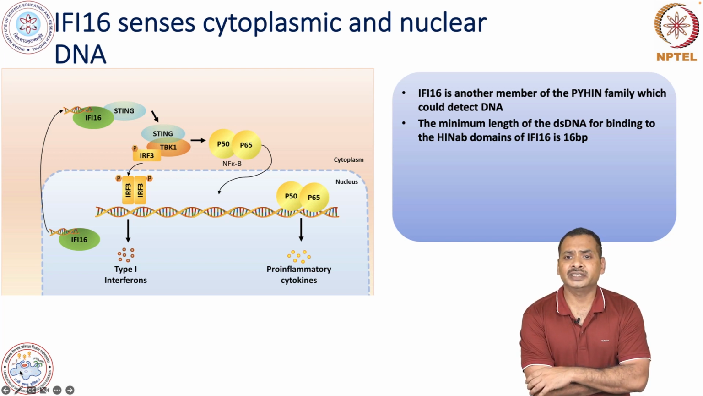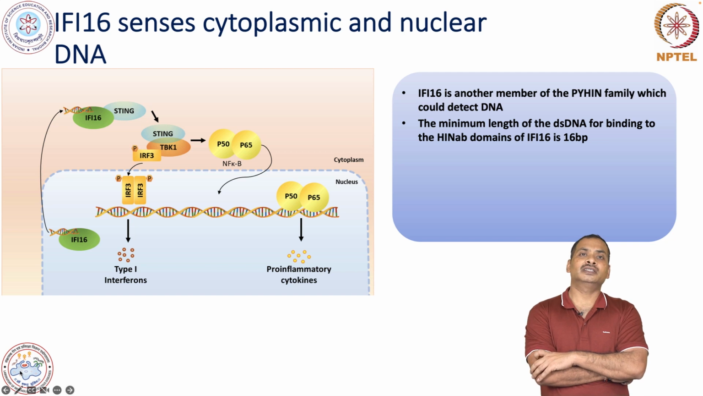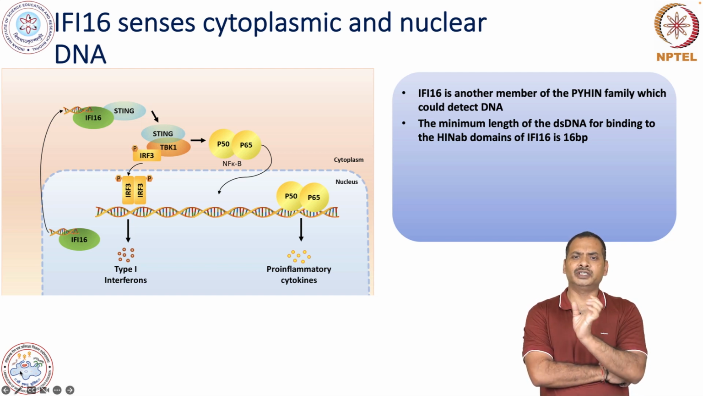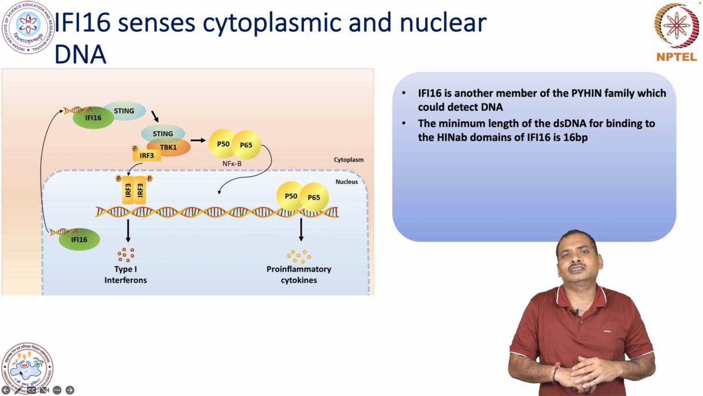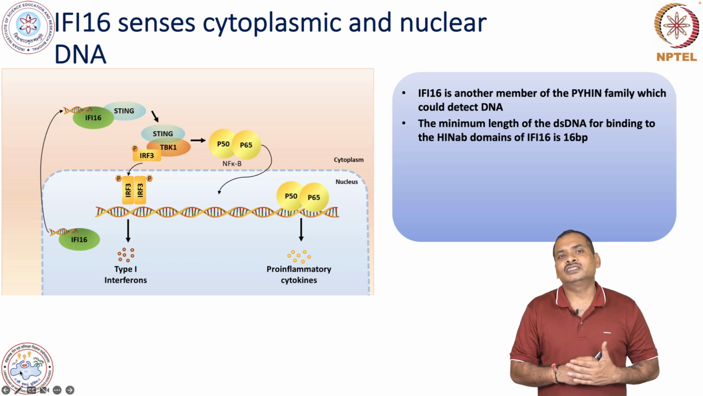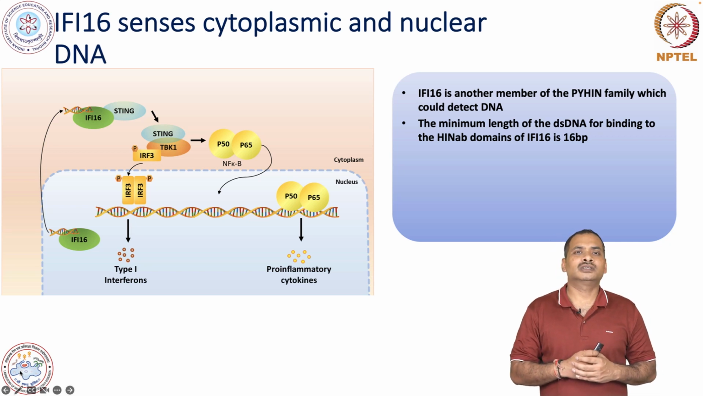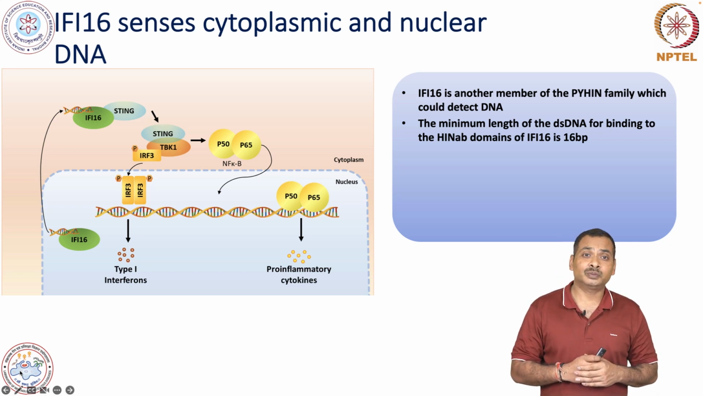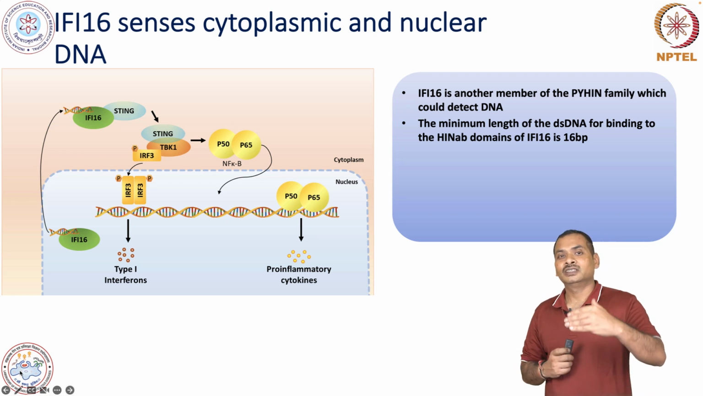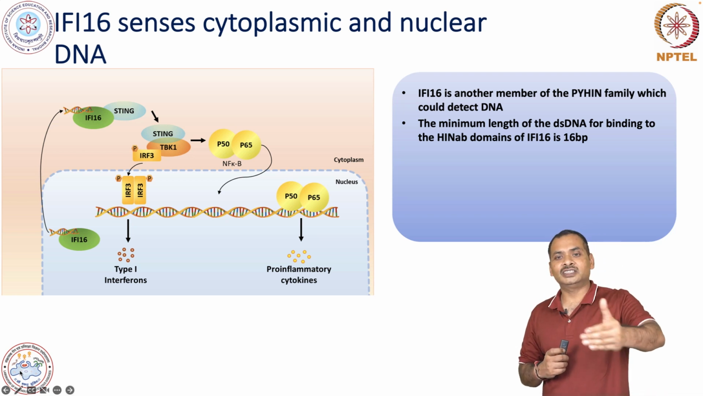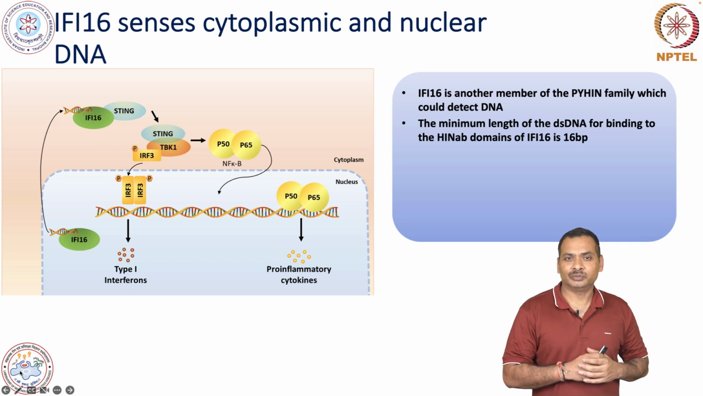So, IFI16 is another member of the PYHIN family of proteins, and it can detect DNA. The minimum length of double stranded DNA for binding the HIN domain, there are two, HIN A and HIN B, is 16 base pairs. So, here you can see that previously you have seen that AIM2 can bind approximately 80 base pairs, and if there is a shorter stretch of DNA, then IFI16 can bind and induce the immune response.